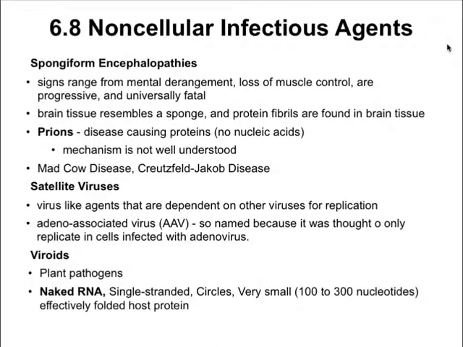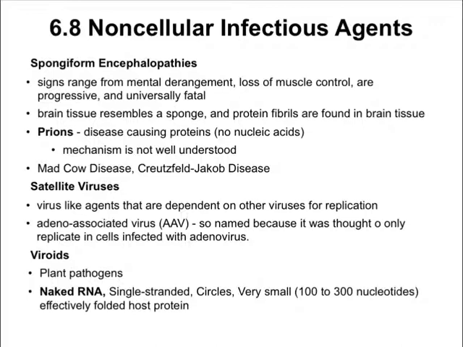For example, Creutzfeldt-Jakob disease. Another spongiform encephalopathy, where the tissues in the brain seem to resemble a sponge and contain protein fibrils. The signs of these diseases range from mental derangement to loss of muscle control and are progressive and universally fatal. We're not certain if they can be transferred from cows to humans or from deer to humans. This is one of those topics if you wanted to explore it in more detail for your final project. I'd be super excited.